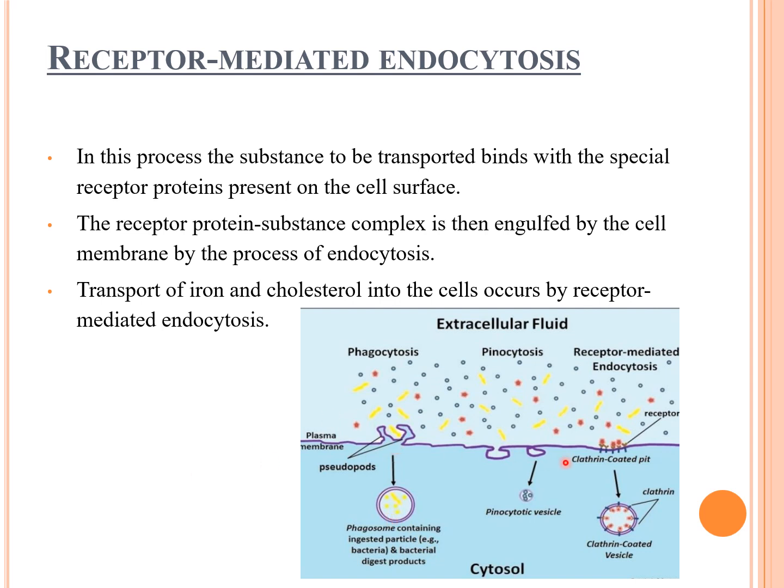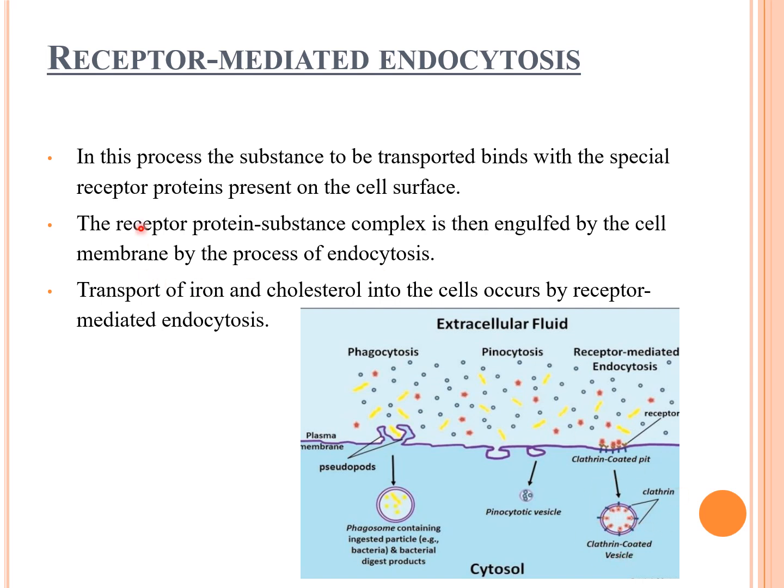So receptor mediated endocytosis, you can see there are some receptors which are present in the cell membrane. So the substance will bind with the receptor. The substance receptor complex will be formed, which is lined by a special protein called clathrin, and then this clathrin coated vesicle will be pinched off from the cell membrane. Once this endocytic vesicle is formed, the clathrin will fall off from the vesicle, and it will be reused for the next receptor mediated endocytosis process.